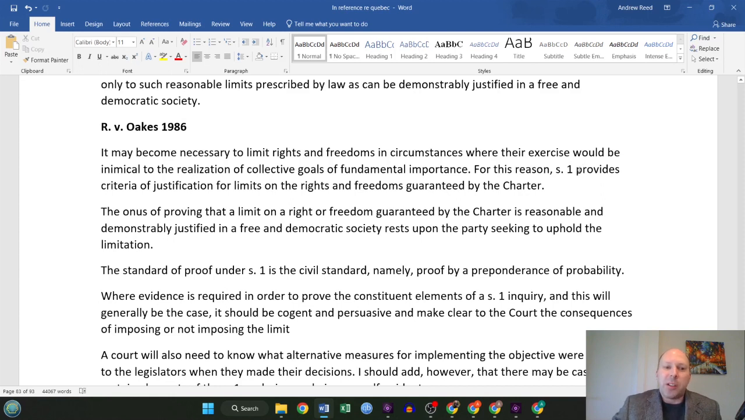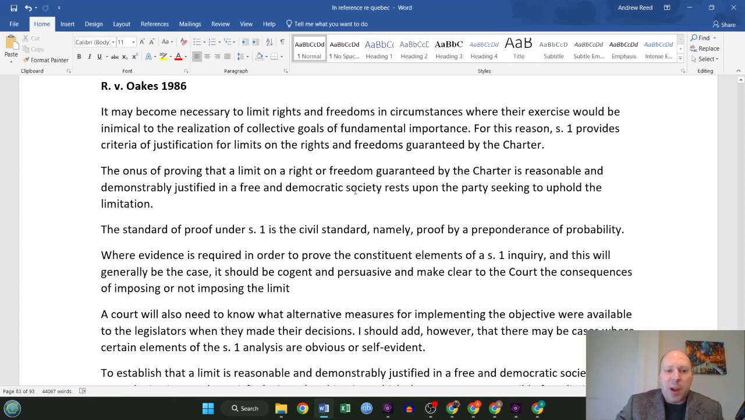From this case, I just have important points. Point 1, it may become necessary to limit rights and freedoms in circumstances where their exercise would be inimical to the realization of collective goals of fundamental importance. For this reason, Section 1 provides criteria of justification for limits on the rights and freedoms guaranteed by the Charter. So, the onus of proving that a limit is reasonable and demonstrably justified in a free and democratic society rests upon the parties seeking to uphold the limitation.